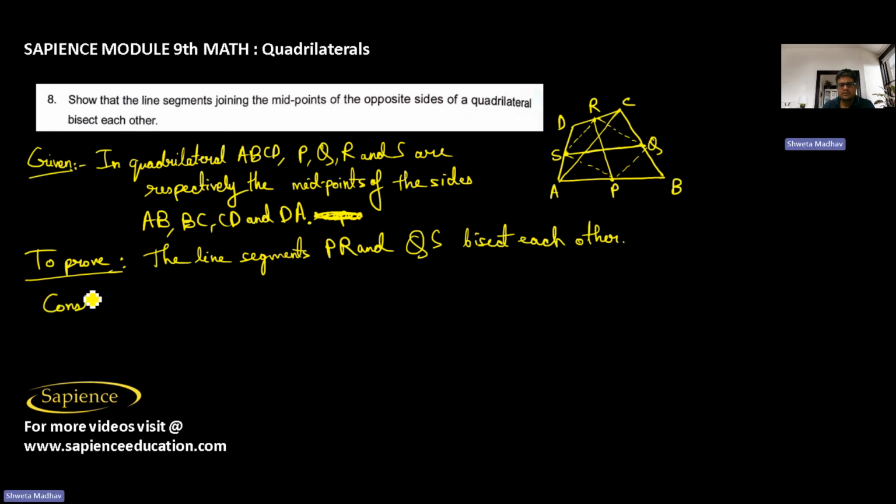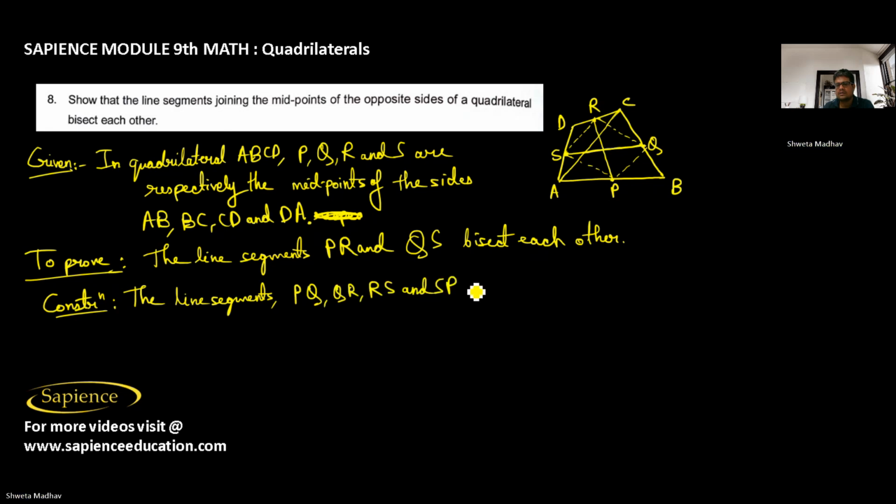Now here we need one construction. Construction: the line segments PQ, QR, RS, and SP and the diagonal AC are drawn. Then we will write the proof.